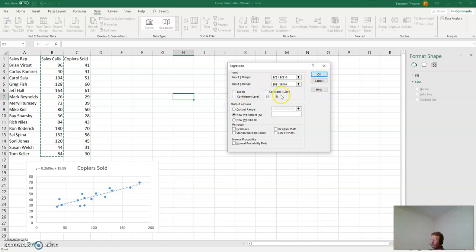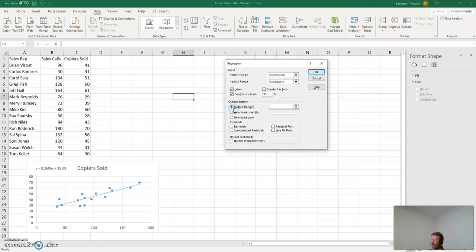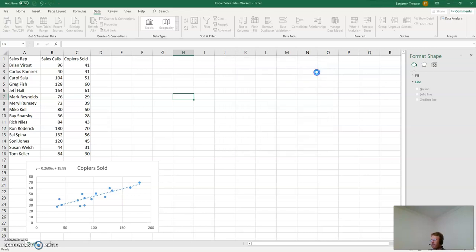Okay, so we leave the confidence level at 95. We don't need that. We did include the labels. Let's leave that there. We can check that if we want, but it doesn't really matter for these purposes. Okay, so our output range, let's just pop this out at I2. Okay, so output options, that's where we want to put it. Let's leave these because we will have an indication of the residuals. And actually, let's click residuals and leave the rest, okay? All right, and then let's click OK.